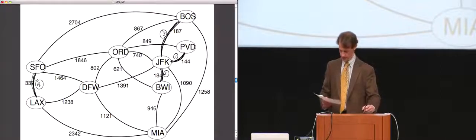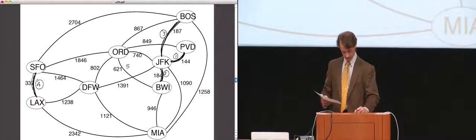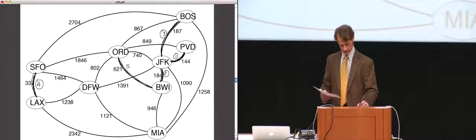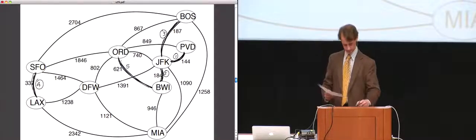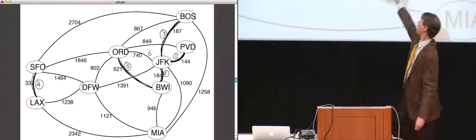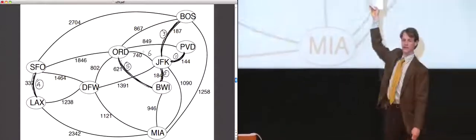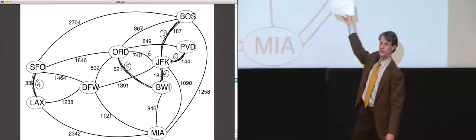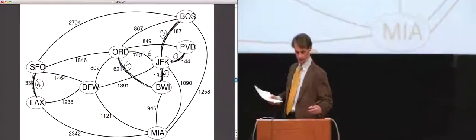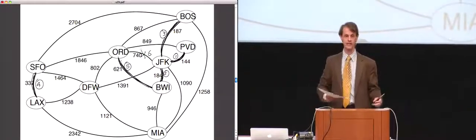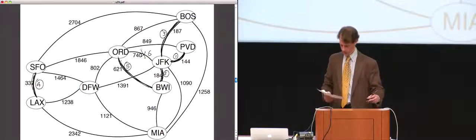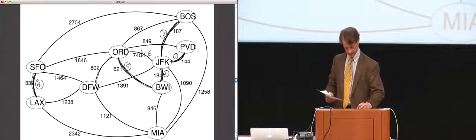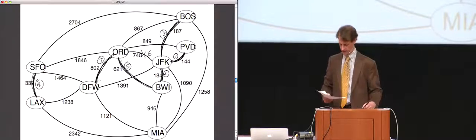The fifth smallest edge is, where is it? ORD to BWI. Are they already connected? No, they're not, so we add them. The sixth smallest edge is ORD to JFK. And hey, ORD actually is already connected to JFK through BWI. There's a path going from one to the other. So we're not going to add this edge. That edge gets excluded from our minimum spanning tree. Then ORD to Dallas-Fort Worth is number 7, and they are not connected yet, so we connect them.